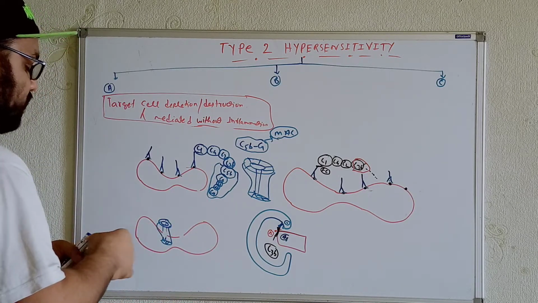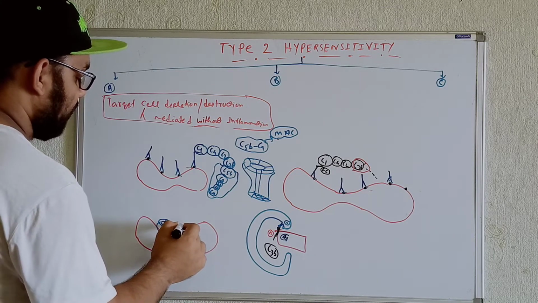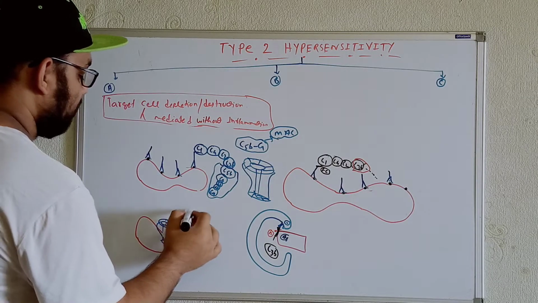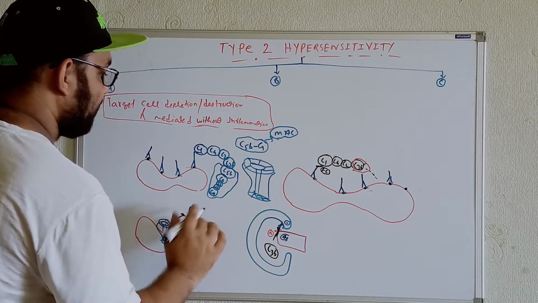Osmotic imbalance. So we'll get what? Osmotic imbalance. The intracellular content will go outside, and whatever is outside will come inside. So we'll get osmotic imbalance.